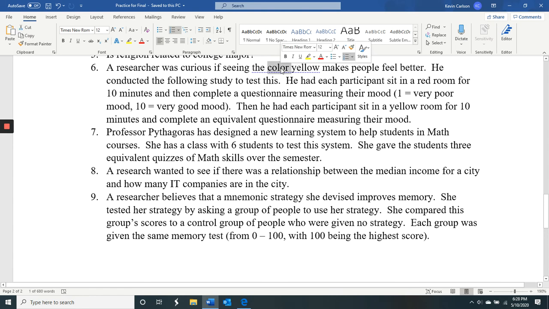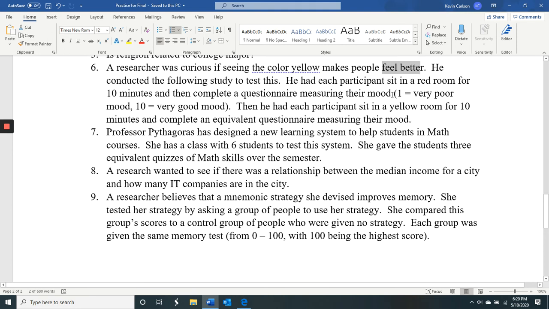So in terms of color, we have red and we have yellow. And it looks like an IV because we're making them sit in the rooms. And so we have 2 levels of an IV. So we should ask then, what is the research design? It is within. So each person was in the red room and then they had their mood measured. And then the same people were in a yellow room and they had their mood measured. So this is a within subjects design with 2 levels. And we're going to relate that to their mood.